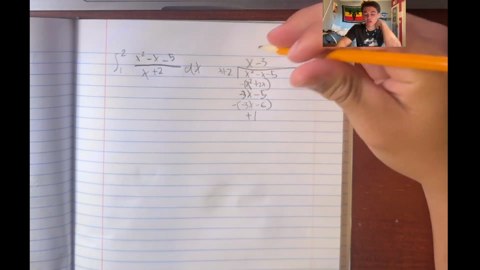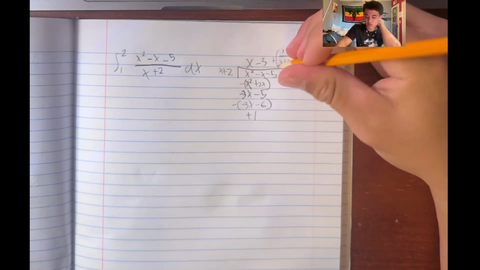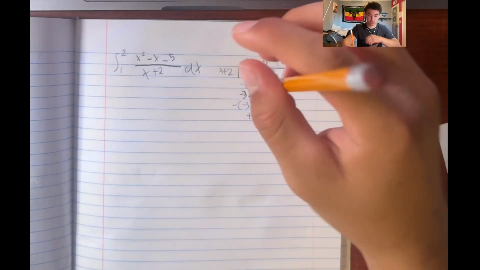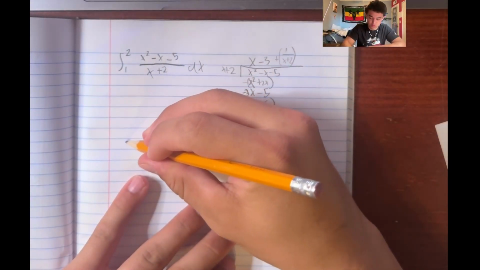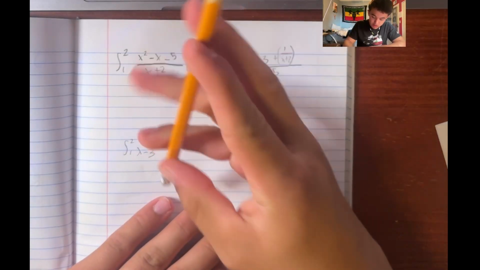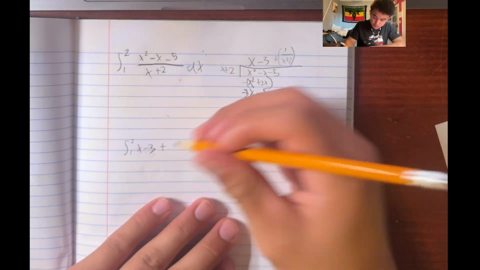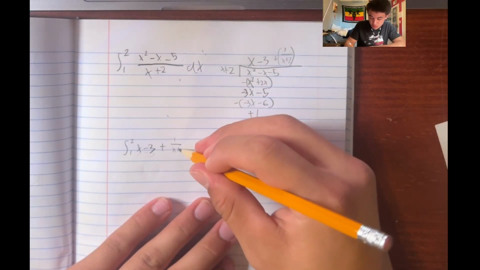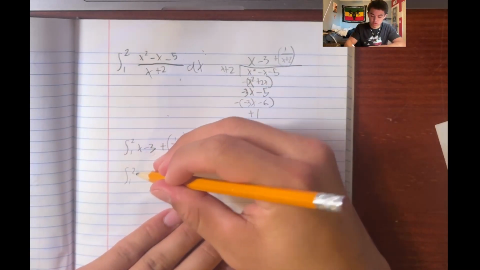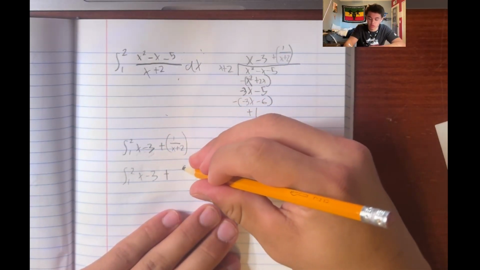Then we're going to take the remainder, put it over the denominator, and now we end up with 1 over x plus 2. And now we're going to integrate that. So let's go ahead and do that. The integral from 1 to 2 of x minus 3. Now, if you're a studious observer, you may notice that this can be split up into two parts. You can integrate x minus 3 and then do that for the other side.